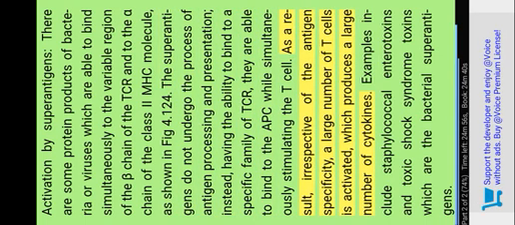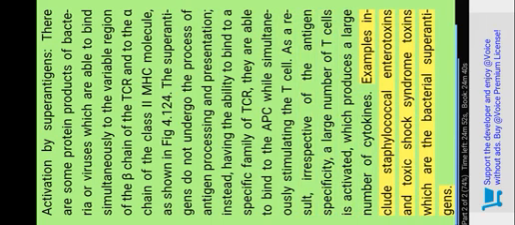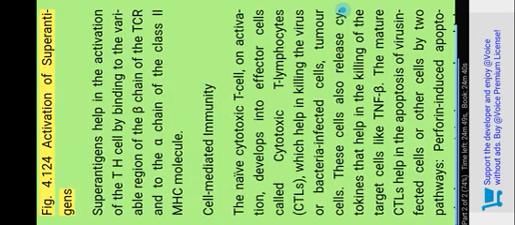As a result, irrespective of the antigen specificity, a large number of T cells is activated, which produces a large number of cytokines. Examples include staphylococcal enterotoxins and toxic shock syndrome toxins, which are bacterial superantigens. Figure 4.124: Activation by superantigens. Superantigens help in the activation of the Th cell by binding to the variable region of the beta chain of the TCR and to the alpha chain of the class 2 MHC molecule.